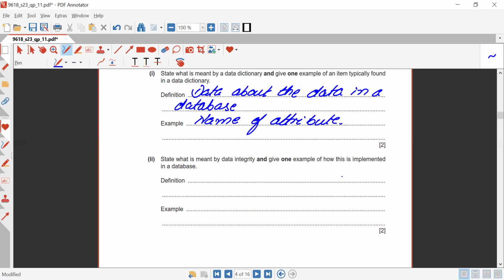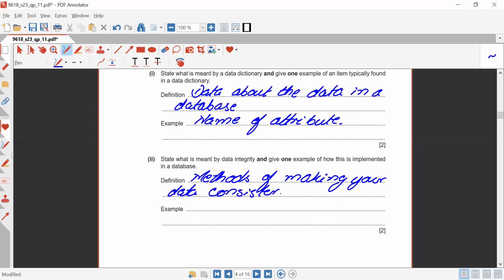Okay, now they are saying state what is meant by data integrity and give one example of how this is implemented in a database. Integrity means how you make sure that your data is consistent. So we will be writing over here: methods of making your data consistent. Now, what could be the example over here? You can go with the verification rules, because integrity is always checked by the verification. So you can go ahead with the verification rules.